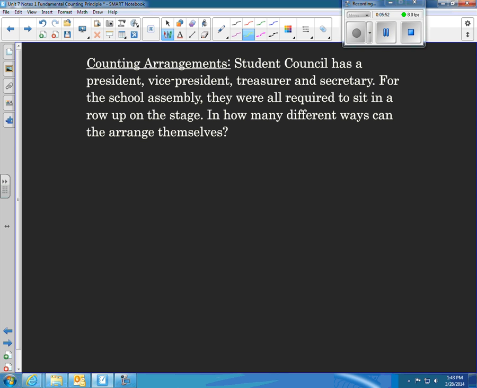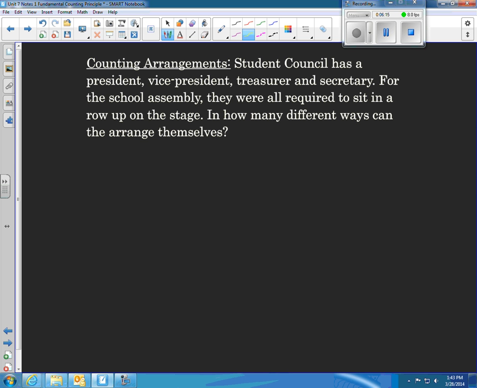Now notice this is a little bit different than our last couple of problems. When we were choosing jerseys and shirts and shoes, it didn't matter if we chose the jersey, then the shoes, then the pants, or if we chose our shoes first, then our pants, then our shirts. It didn't matter the order. But here, we're sitting in an order. So that is going to make a difference.